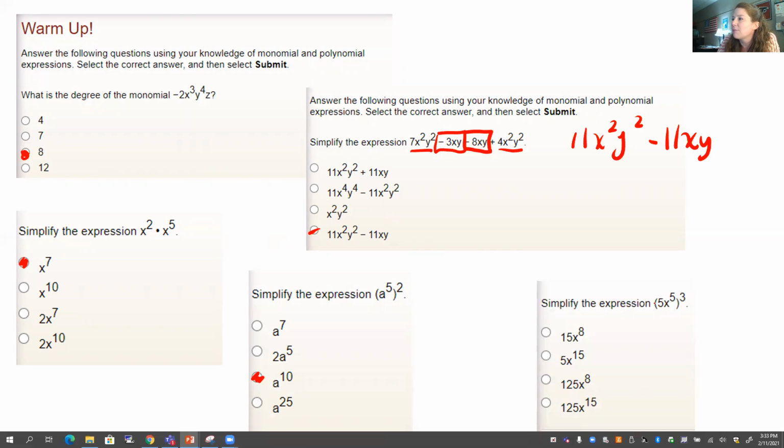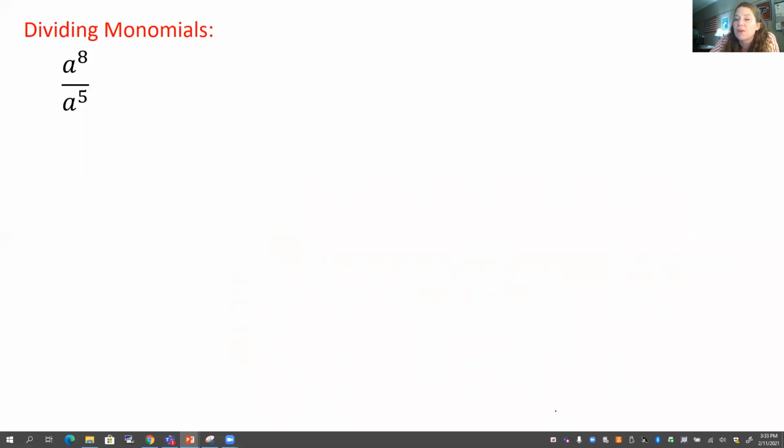And then the last one, make sure you distribute that 3 to everything. So even though we don't see that, that's 5 to the first. So we're going to multiply 1 times 3. So we have 5 to the third times x to the 15th. And then 5 to the third is 5 times 5 times 5 is 125. So the answer is D. So what a good review. I like that.